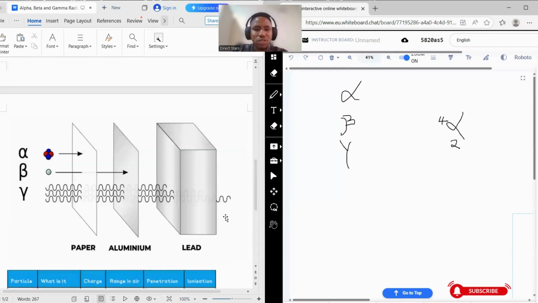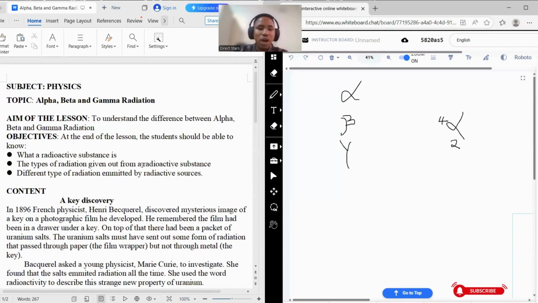So that will be the end of today's class. In our next class, we move to alpha radiation. We'll explain more about alpha radiation.